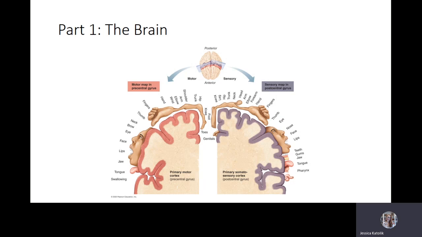So we'll talk about these regions a little bit more when we go into ascending and descending pathways. I just wanted you to have a general sense of what the primary motor cortex and the primary somatosensory cortex actually do when we talk about those pathways.